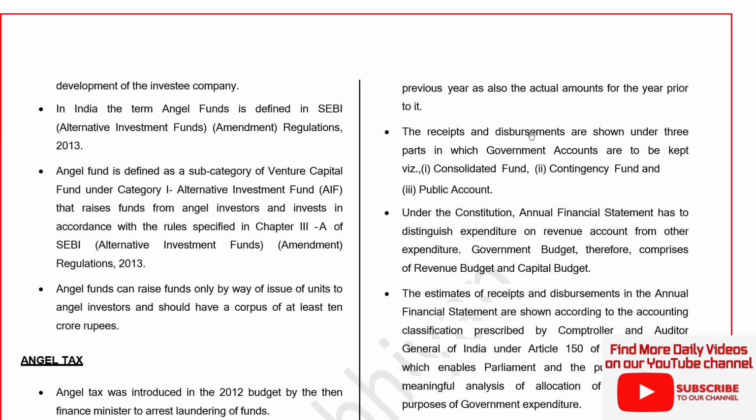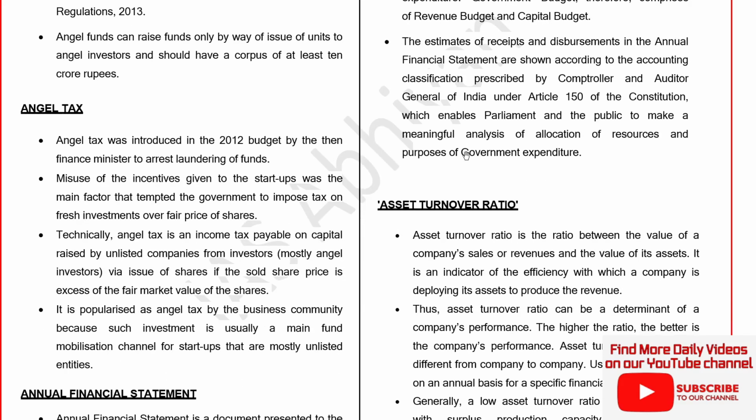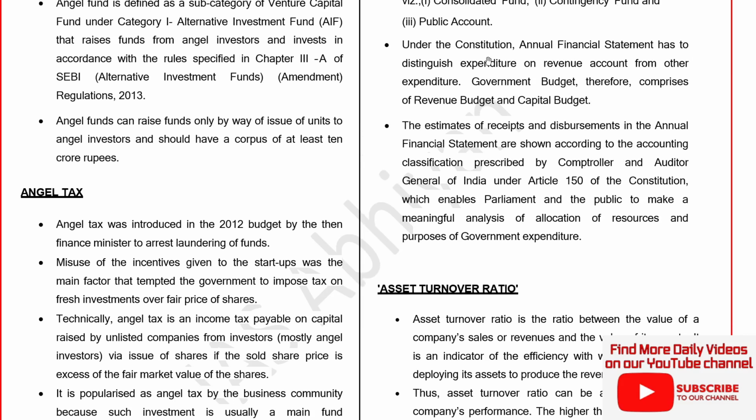The receipts and the disbursements are shown under three parts in which the government accounts are to be kept. One is the consolidated fund, two is the contingency fund, and three is the public accounts. Under the Constitution, an annual financial statement has to distinguish expenditure on revenue account from other expenditure. Government budget, therefore, comprises the revenue budget and capital budget. This distinction is specified under the Constitution, which is also an important understanding when it comes to the annual financial statement.